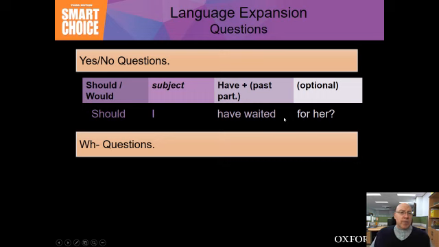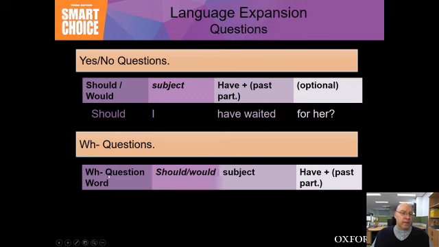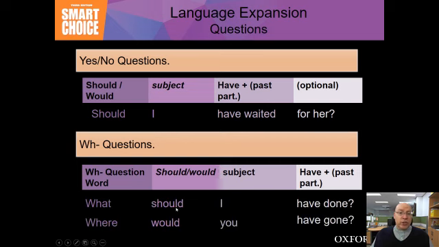WH question words. Here the word order is a little bit different. Here you have the WH question word that goes at the beginning, then should or would, the subject, and then have plus the past participle. So something like this, what should I have done, or where would you have gone in this situation? So you can ask questions, not only just offer advice or suggestions or alternatives, but you can also ask questions about this as well. So this would be the word order if you're going to ask questions using these modals.